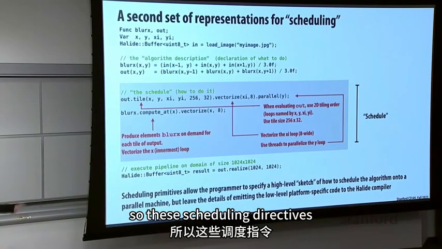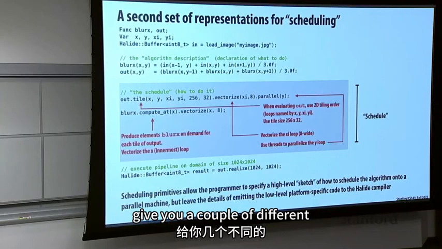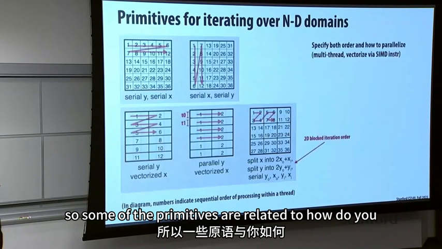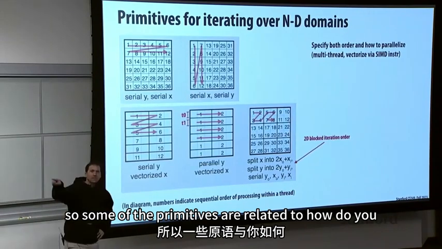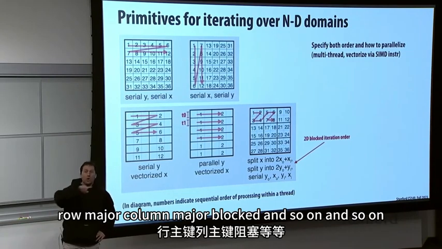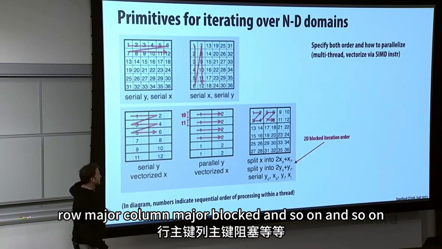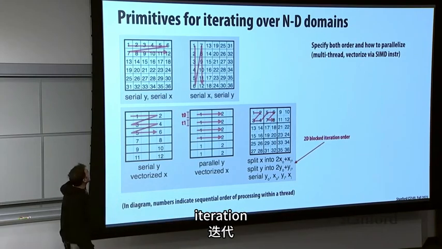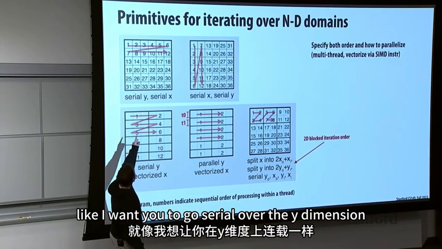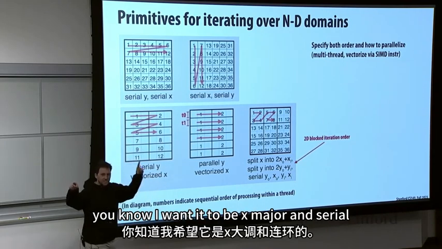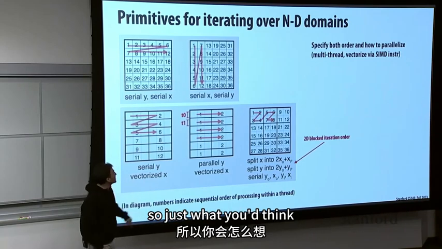Okay. So these scheduling directives give you a couple of different types of primitives. Some of the primitives are related to how you iterate over the elements of a function: row major, column major, blocked, and so on and so on. These are just some different examples of iteration. Like, I want you to go serial over the y dimension. I want it to be x major and serial, so just what you'd think.